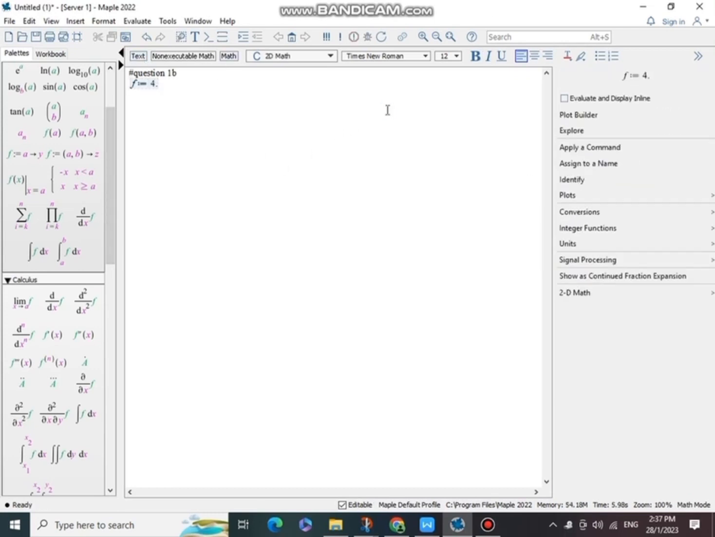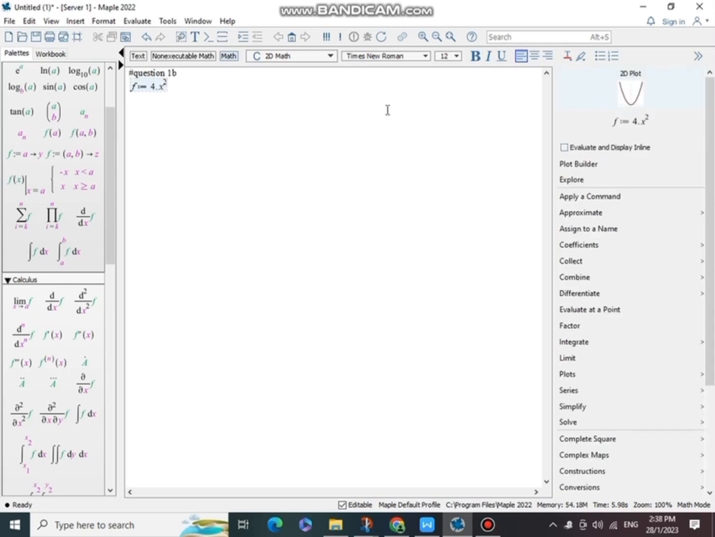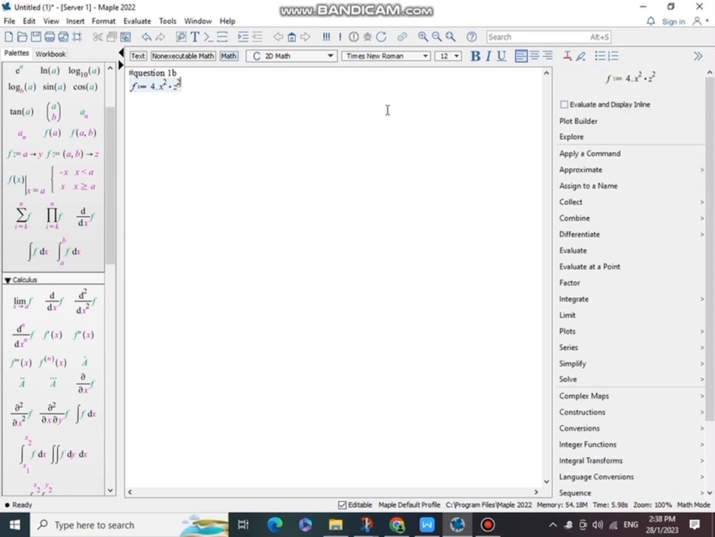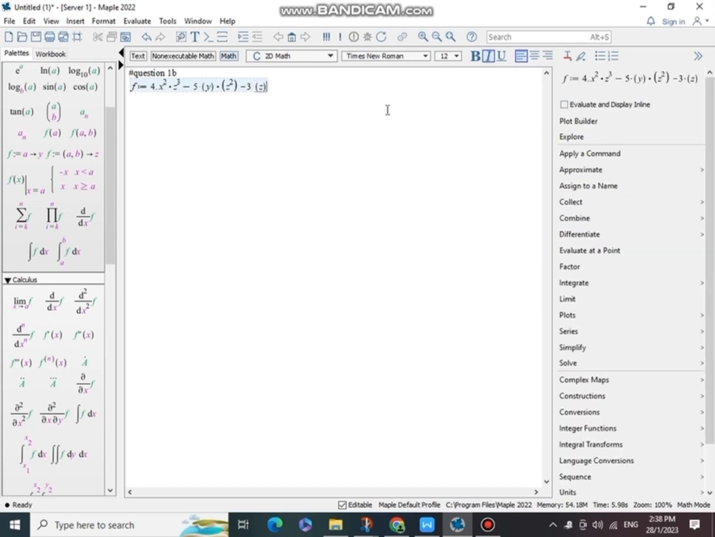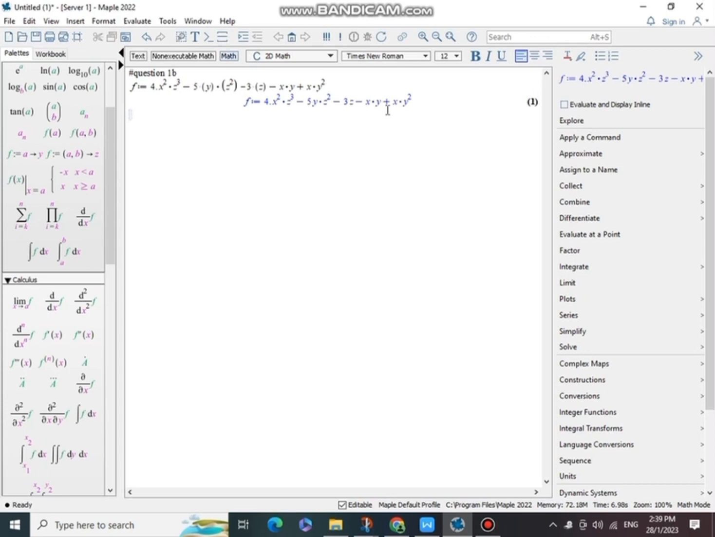So the first step, we say f equal to 4x squared z power of 3 minus 5 times y times z power of 2 minus 3z plus xy minus xy squared. So we get the equation.